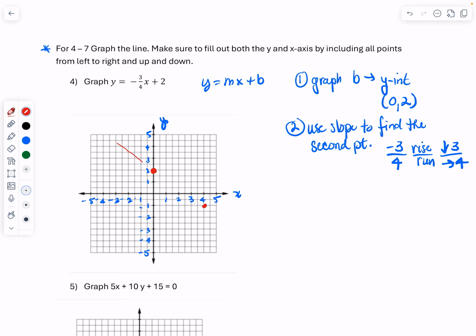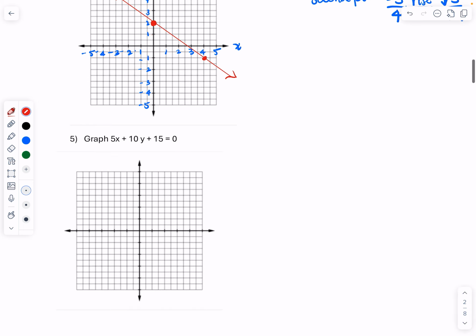Now the next thing I need to do is connect the two dots together. And there is my line. Okay, let's do the next one. Graph 5x plus 10y plus 15. Guys, this is in general form.